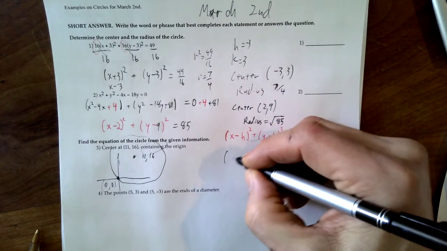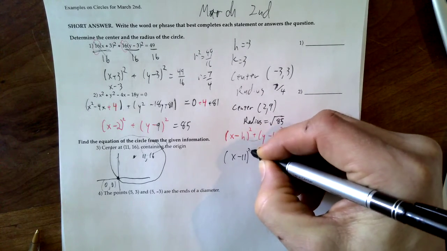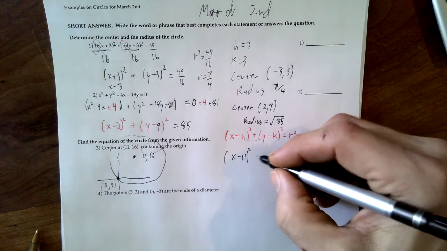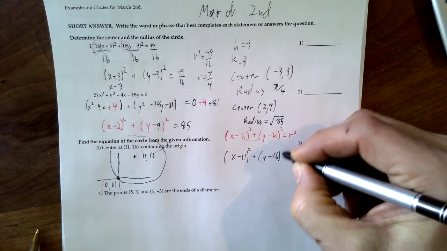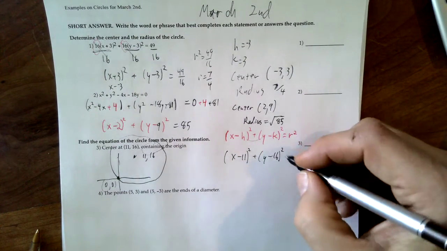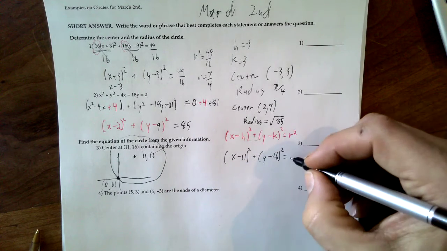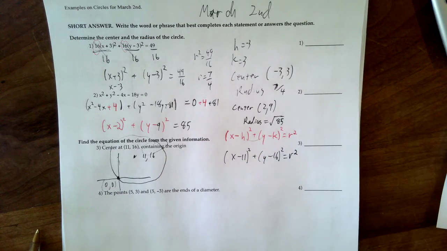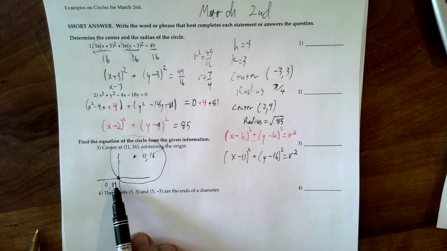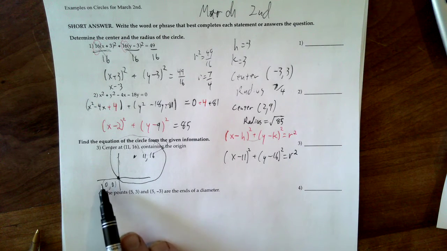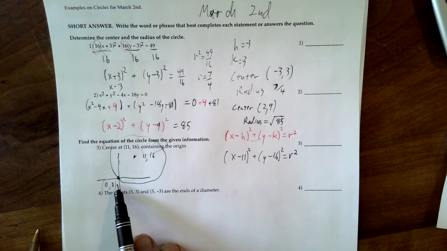There's the form. This has got to be x minus 11 squared because that's the h. And this has got to be y minus 16 squared because that's the k. And then the r squared is what I don't know. So there's still one thing unknown. But if it's going to go through this point, that means the equation has got to be true if I put in this x and this y.